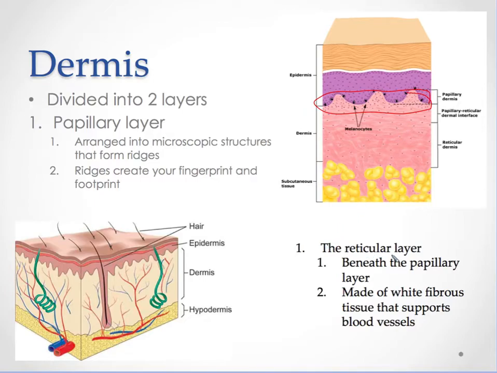Your reticular layer, which is the lower layer, is made of white fibrous tissue that supports blood vessels. So up here would be your papillary layer, and then down beneath that is your reticular layer. So of the 2, your reticular is much larger, much bigger, but it supports blood vessels and different structures within your skin. That's known as your reticular layer.